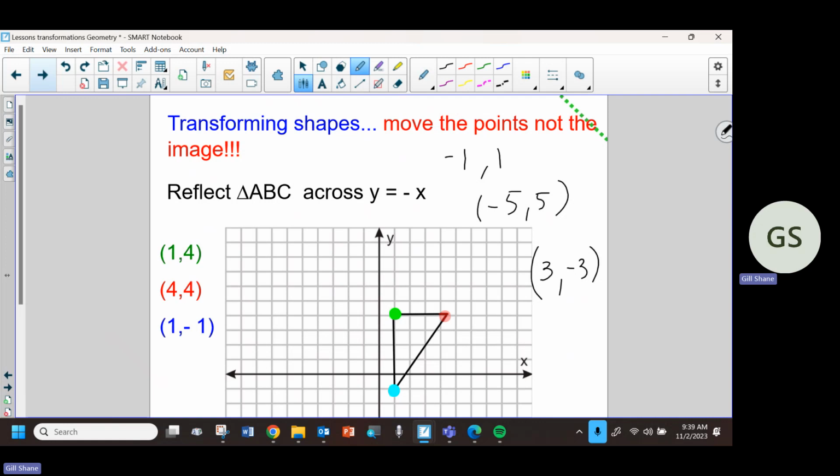The blue point will start on this. Yeah. But it wouldn't move. It starts on the line, it stays exactly where it is. Yeah. It's like the original.